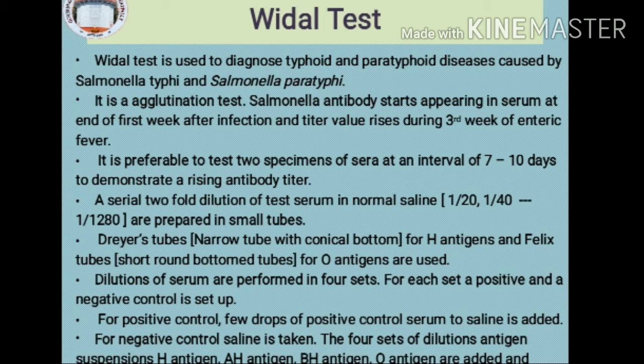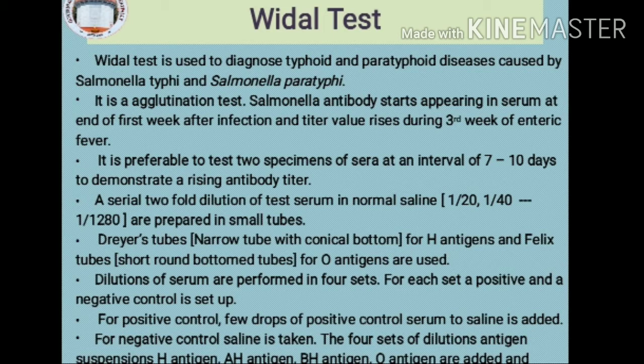It is preferable to test 2 specimens of sera at an interval of 7 to 10 days to demonstrate a rising antibody titer during Salmonella infection. This test is carried out by making serial two-fold dilutions of test serum in normal saline. Dilutions are prepared from 1/20 to 1/1280 in small tubes. Dilutions are prepared in 4 sets.